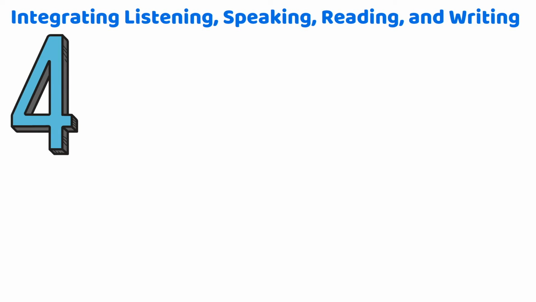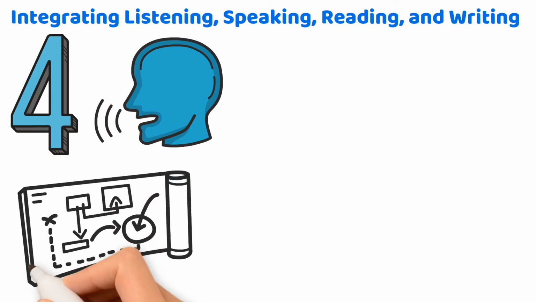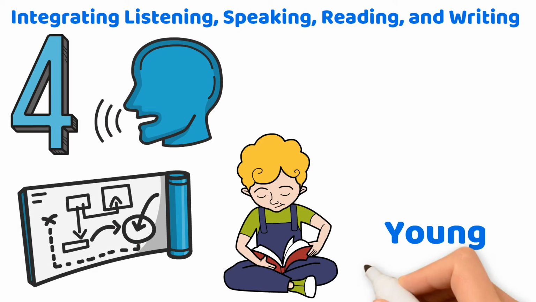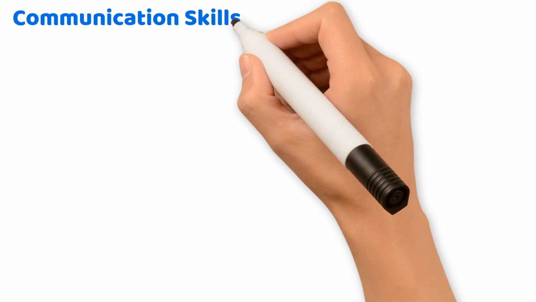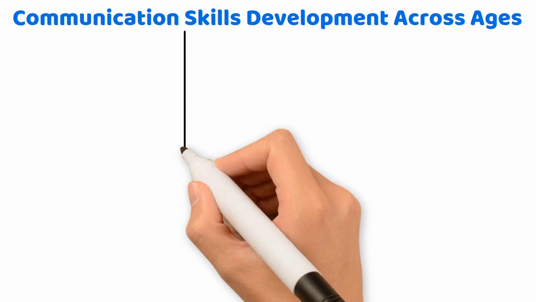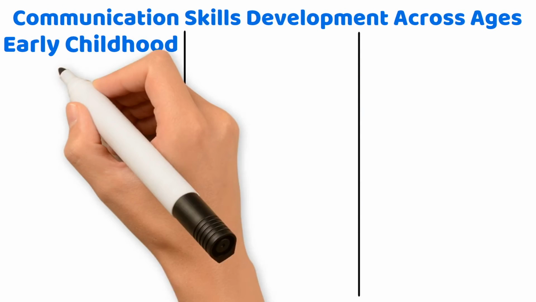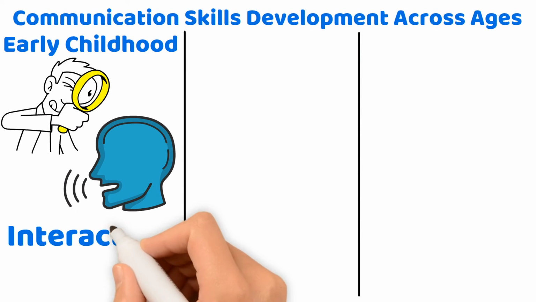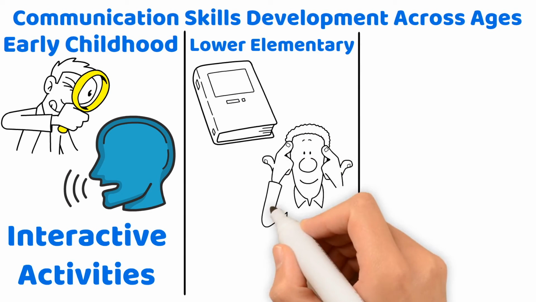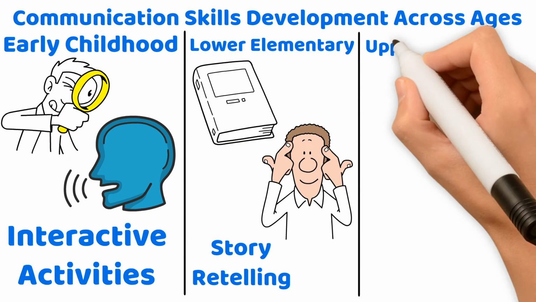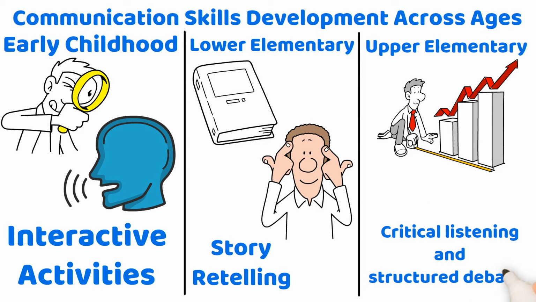These 4 skills are interconnected and vital for comprehensive language development. Strategies to enhance these skills include interactive read-alouds for young learners and structured debates for older students. Communication skills development across ages. Developing communication skills involves age-appropriate strategies. Early childhood: focus on foundational listening and speaking through interactive activities. Lower elementary: expand vocabulary and sentence structure understanding through story retelling. Upper elementary: refine advanced skills with activities like critical listening and structured debates.